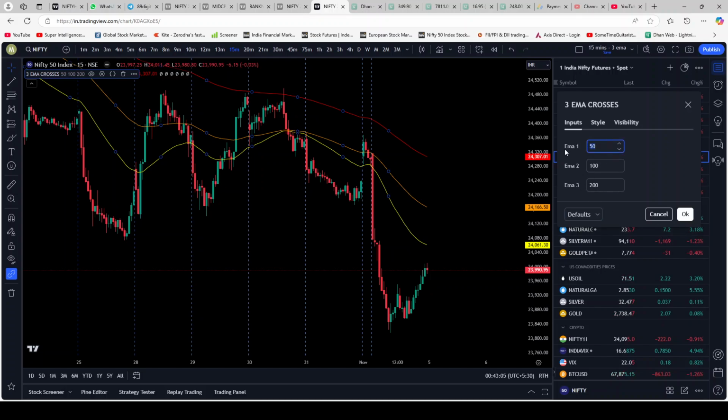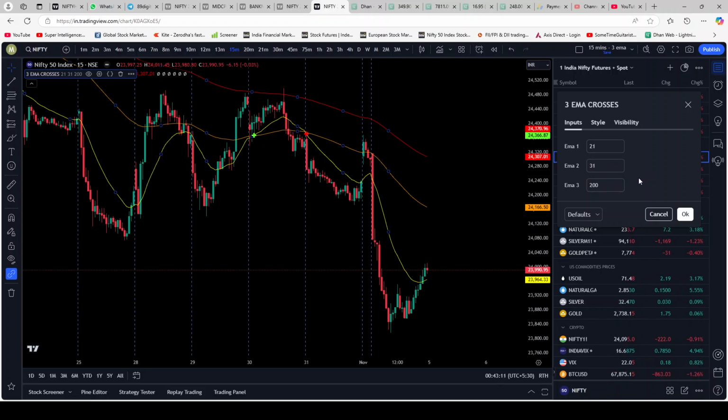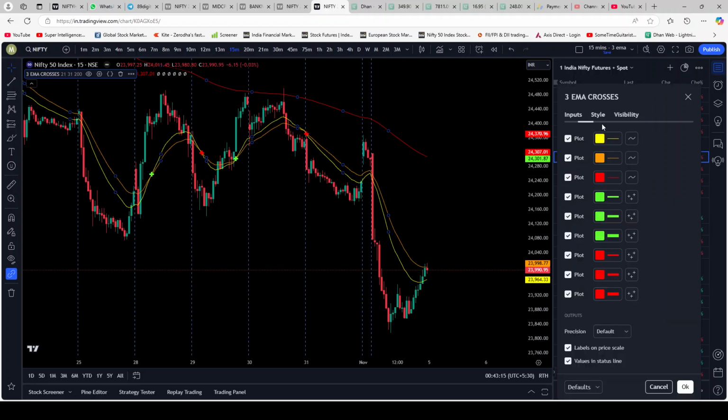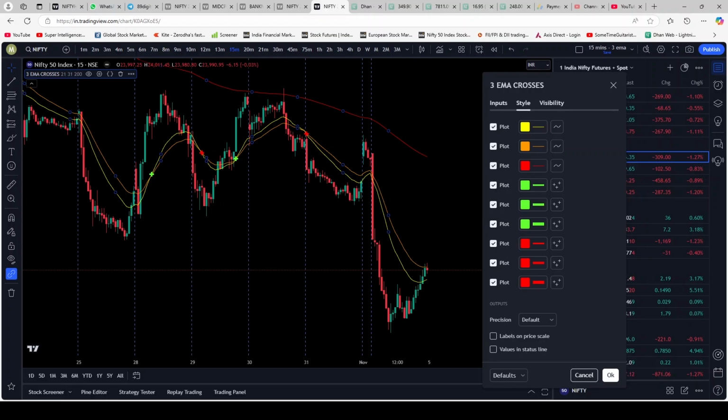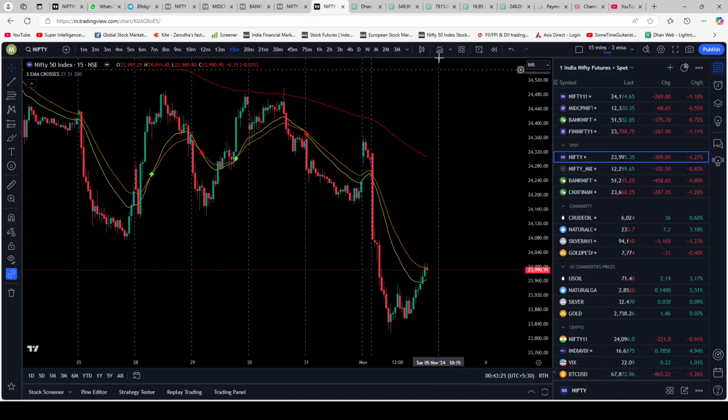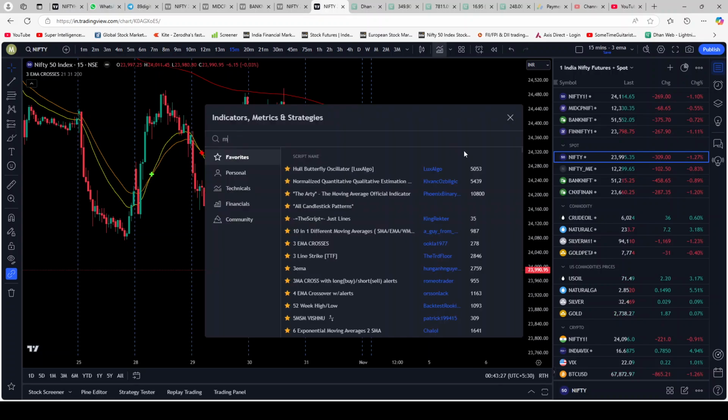But I've been experimenting with 21, 31, and let the last one be at 200. Apart from that, in the style section, we will not make any changes apart from just unchecking these two at the bottom. That's all we are going to do. Click on OK. At the bottom, we will keep MACD.